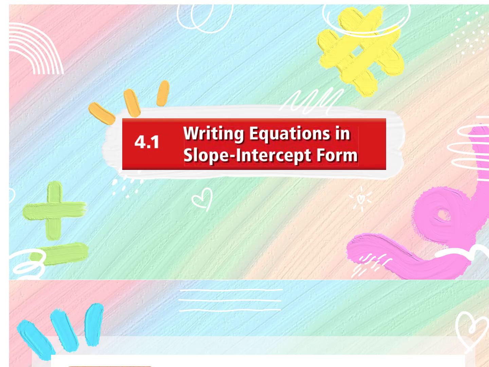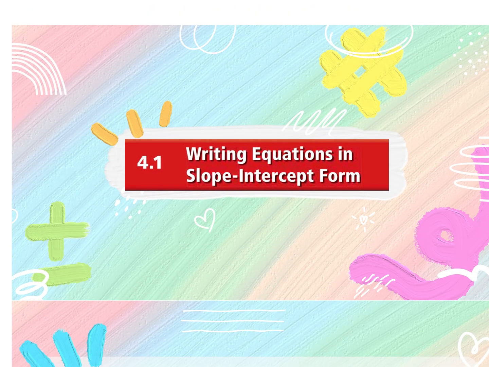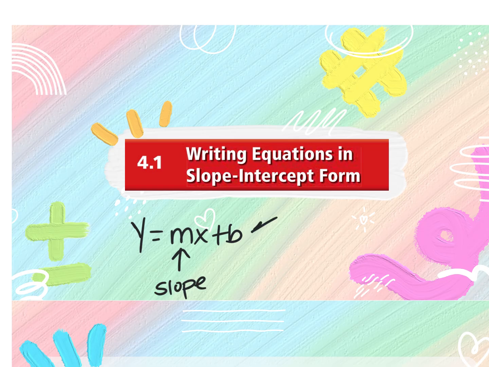So today's lesson is called writing equations in slope-intercept form. So let's just refresh our memory. What is slope-intercept form? Y equals mx plus b is definitely slope-intercept form. What does the m stand for? The m is the slope, right? And what does the b stand for? The y-intercept. Now, we learned how to graph something in slope-intercept form.